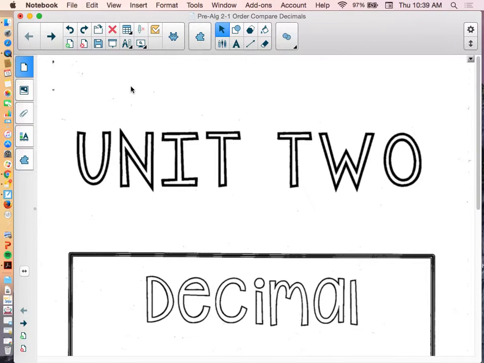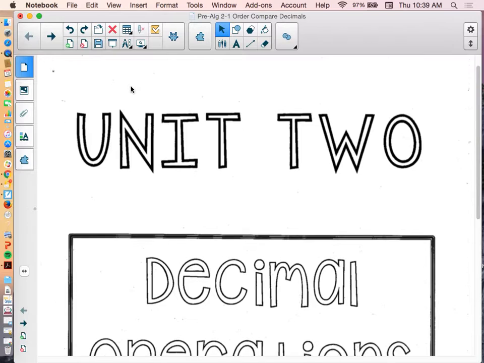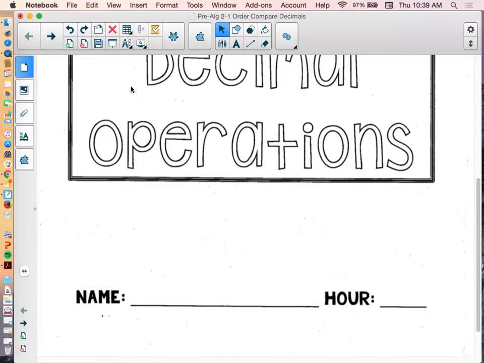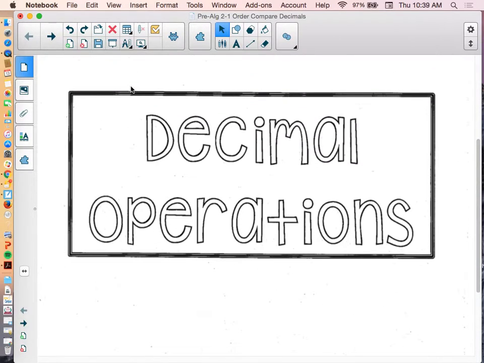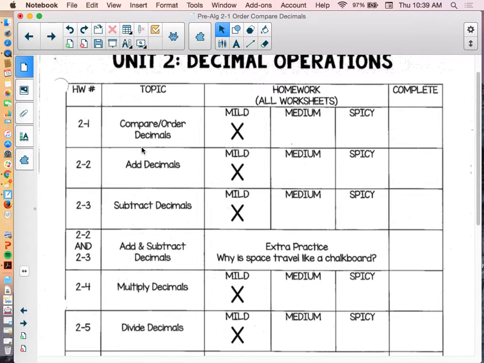All right, here we are, ordering and comparing decimals. For our next unit, it's all going to be about decimal operations, Unit 2. Notice the sheet that talks about your homework does not have any mild homework. If you need a mild assignment, you can see me for one of those, but otherwise, all homework should be in the medium and spicy range.